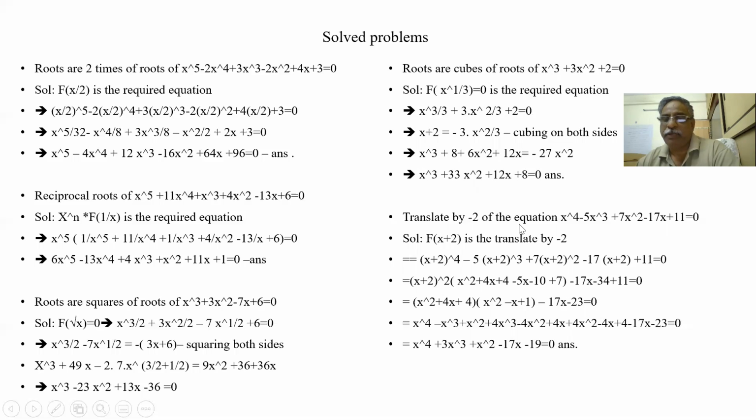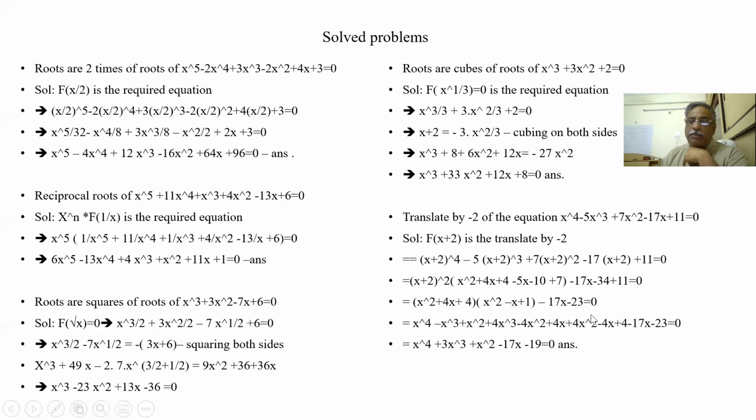Suppose we translate the equation by -2. We have to translate by -2. So -2 means when it comes to this side of the equation, it becomes f of x plus 2. So wherever x is there, I have to put x plus 2. These are the x plus 2 terms. So when I expand it, I get a final equation.